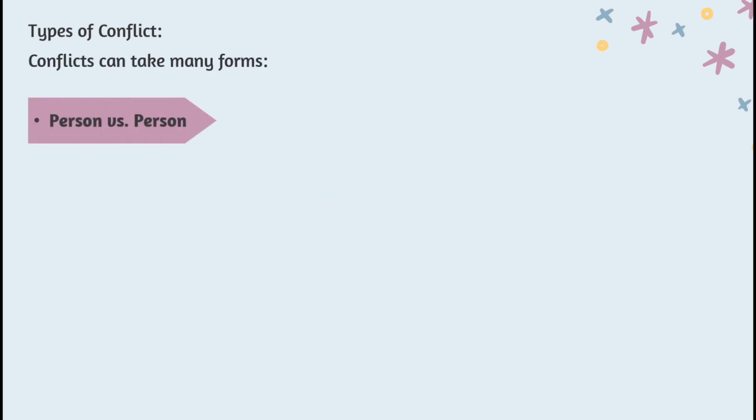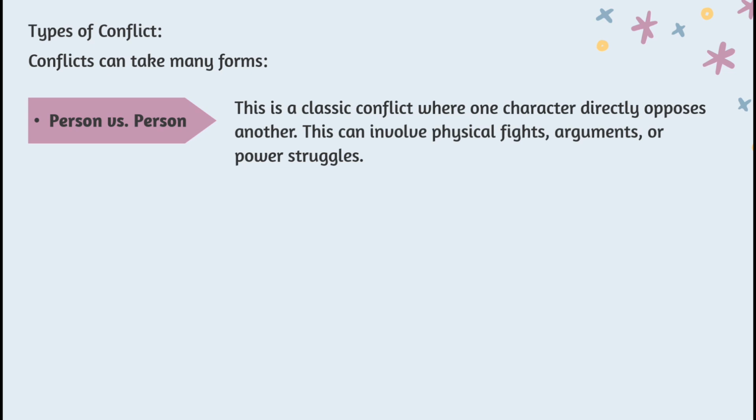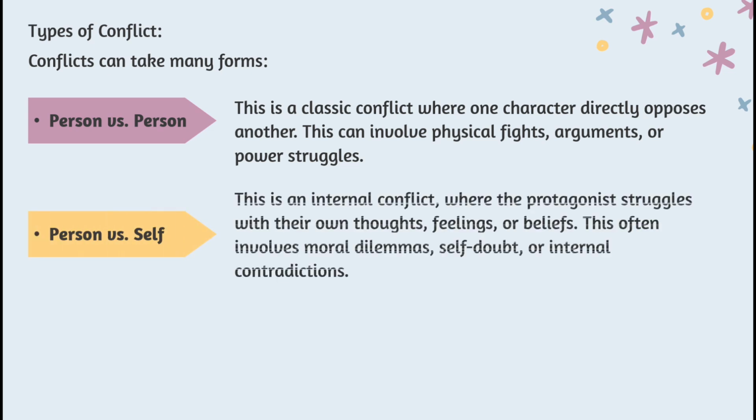Types of conflict. Conflicts can take many forms. Person versus person. This is a classic conflict where one character directly opposes another. This can involve physical fights, arguments, or power struggles. Person versus self. This is an internal conflict, where the protagonist struggles with their own thoughts, feelings, or beliefs. This often involves moral dilemmas, self-doubt, or internal contradictions.